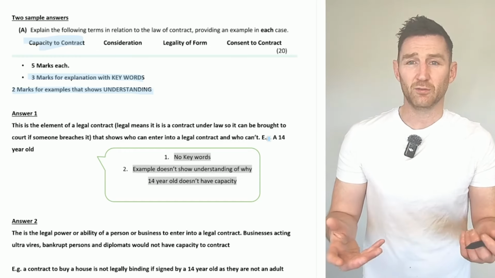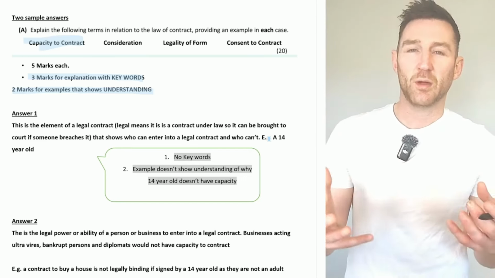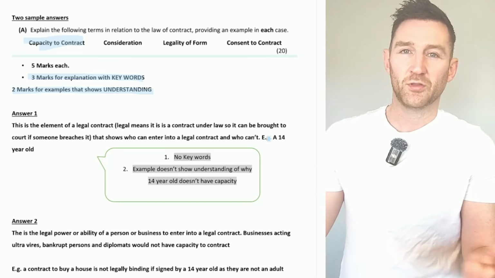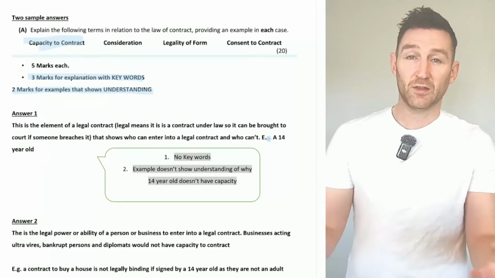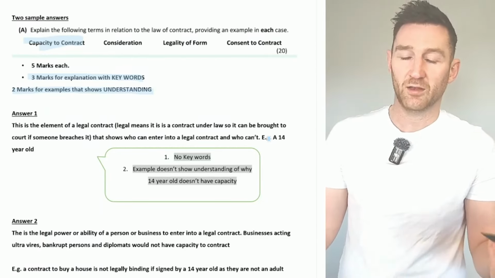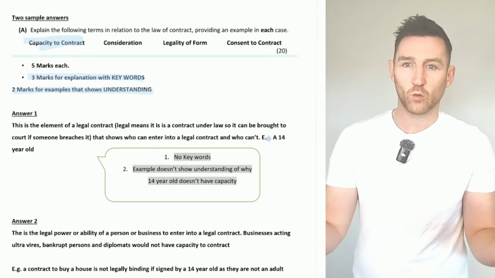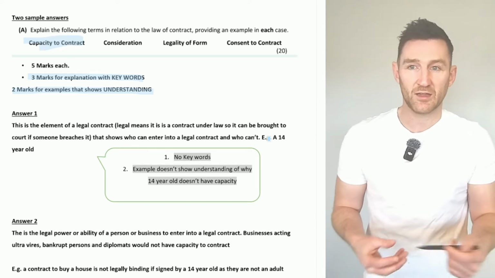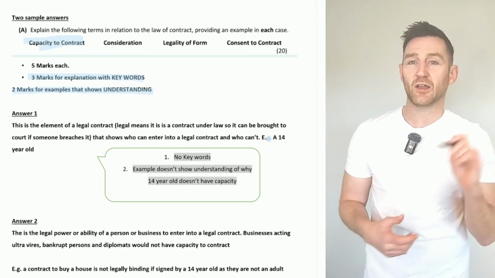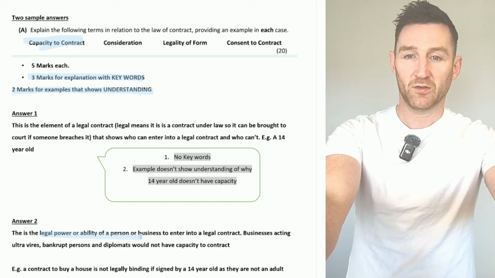I would probably say, yeah, they do. They've got a good sense that capacity to contract is all about your ability in the eyes of the law to actually enter into a contract and for it to be seen as legally binding. But they just haven't used the correct language. So firstly, you haven't used the essential keywords to pick up marks for the explanation part. And the example doesn't show full understanding of why a 14-year-old doesn't have capacity. So even though they probably get a general gist of what it's all about, it's not picking them up marks. Compare that to answer 2 here, where this student says this is the legal power or ability of a person to enter into contract.